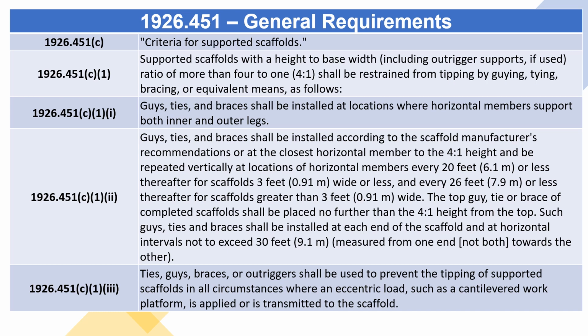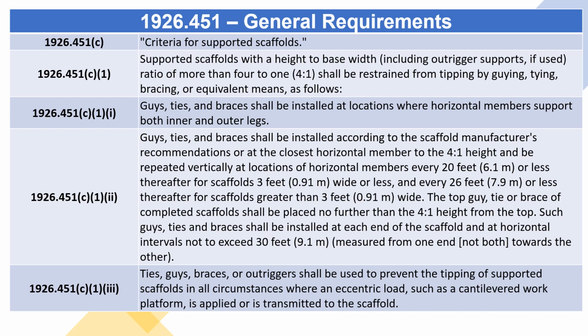1926.451(c)(1)(ii): Guys, ties, and braces shall be installed according to the scaffold manufacturer's recommendations or at the closest horizontal member to the 4:1 height, and be repeated vertically at locations of horizontal members every 20 feet (6.1 meters) or less thereafter for scaffolds 3 feet (0.91 meters) wide or less, and every 26 feet (7.9 meters) or less thereafter for scaffolds greater than 3 feet (0.91 meters) wide.